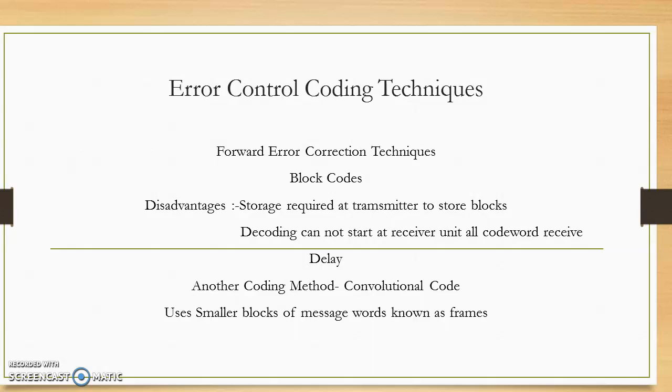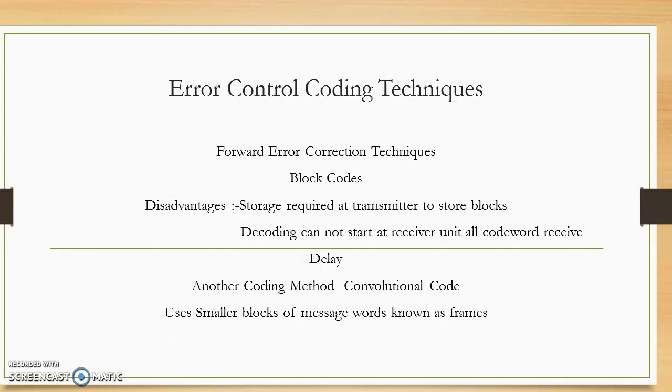Now, in error control coding techniques, there are three different parts. One is called forward error correction techniques, another is called ARQ technique, and the third one is called the hybrid ARQ techniques. Under the forward error correction techniques, we have different types of codes. One is called the block code, another is called the convolution code.